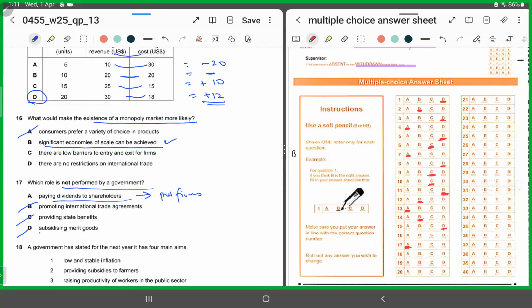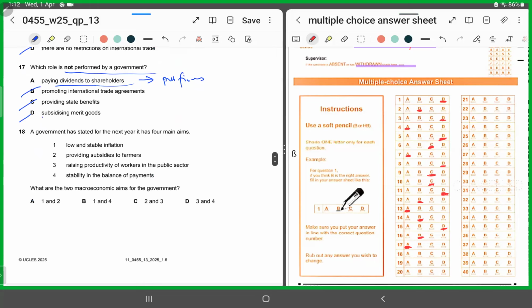But why can't it be C and D? Because C says there are low barriers to entry and exit for firms. No, there are high barriers to entry when we're talking about a monopoly situation. And D says there are no restrictions on international trade. It has nothing to do with international trade in this MCQ because we are referring to a monopoly situation. It's large in size, right? So we are talking about option B, that's the correct response. We'll shade in B for MCQ number 16.